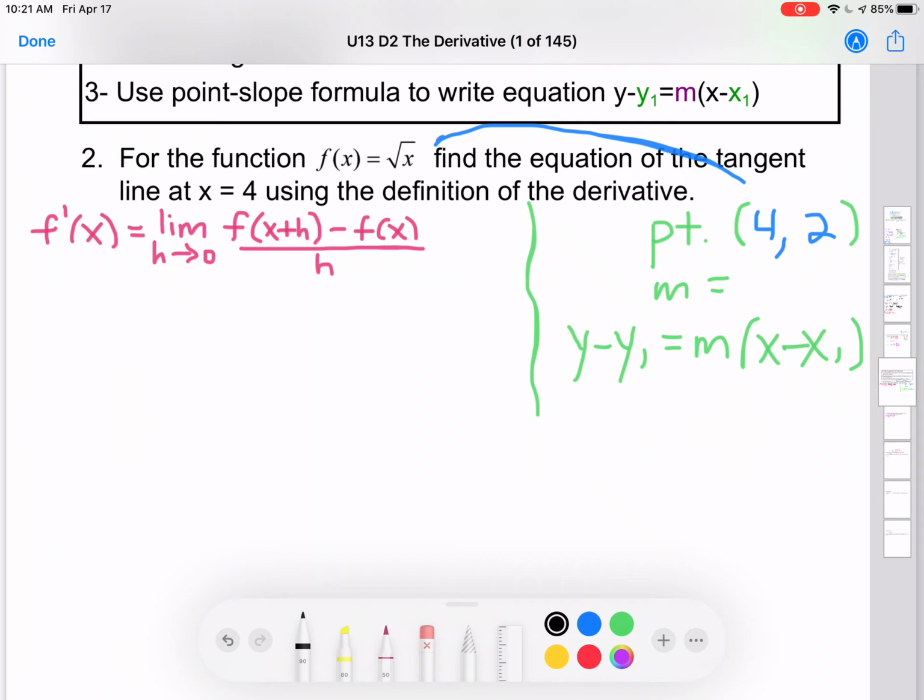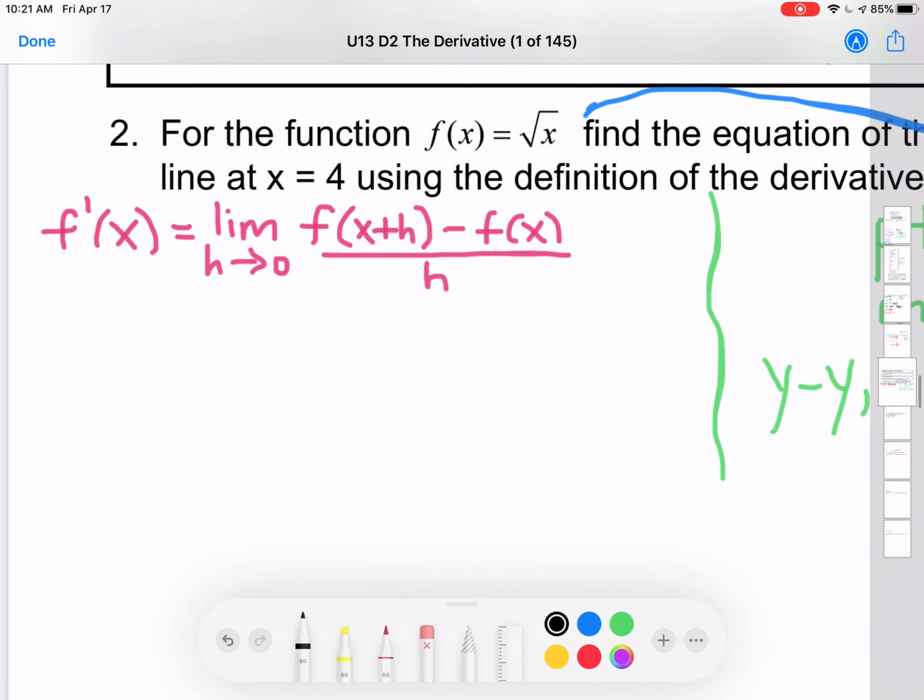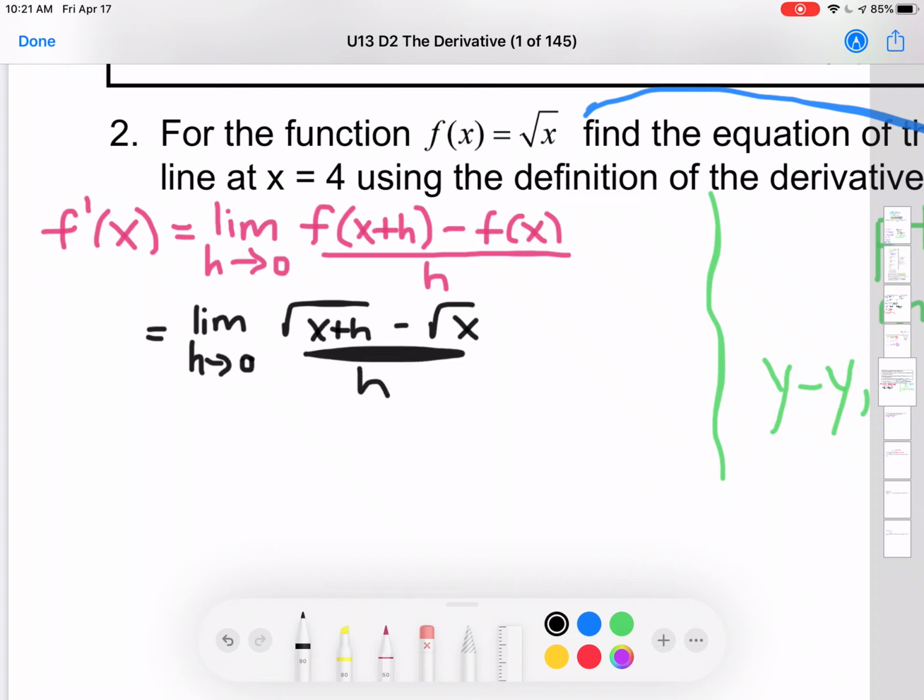Alrighty. Okay, so we'll take the limit as h approaches 0. I'm going to plug x plus h into the function. So this is going to be the square root of x plus h minus the function itself over h. Again, you can see if you plug in 0, you're getting 0 on the bottom. That's no good. So we need to alter this. We need to change it like we did in our limit unit.